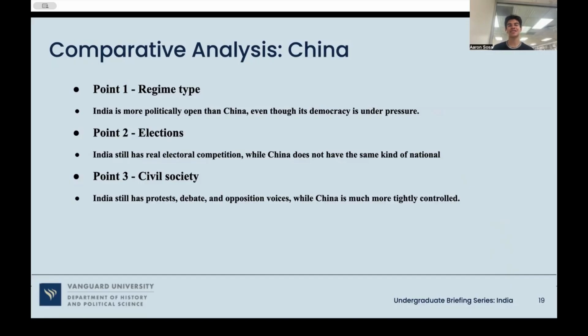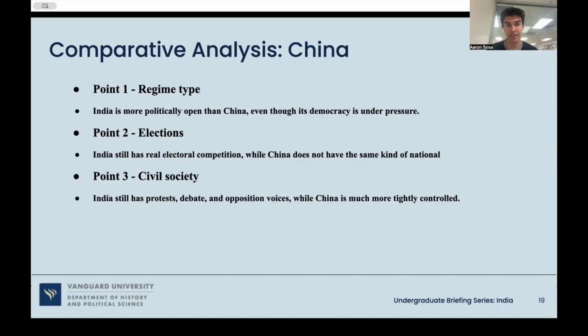So then we're going to go into the second point, which is our elections and the political competition. In India, elections definitely still matter. They do have a very open democracy, but that doesn't mean that elections don't matter. Political parties compete, citizens vote in very large numbers, and election outcomes can affect the balance of power. Even when one party becomes dominant, voters still have the ability to push back.